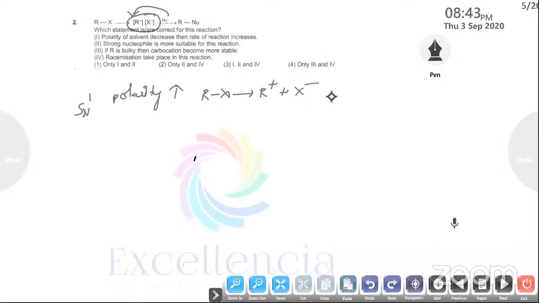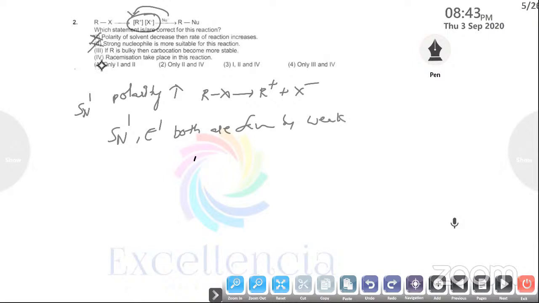So the reactivity will also be increased. So if the polarity of the solvent decreases, then the rate of the reaction increases, which is a wrong option. Next, a strong nucleophile is more suitable for this reaction. You know, SN1 and E1 both are favored by weak nucleophiles or weak bases. So even the second option is wrong.